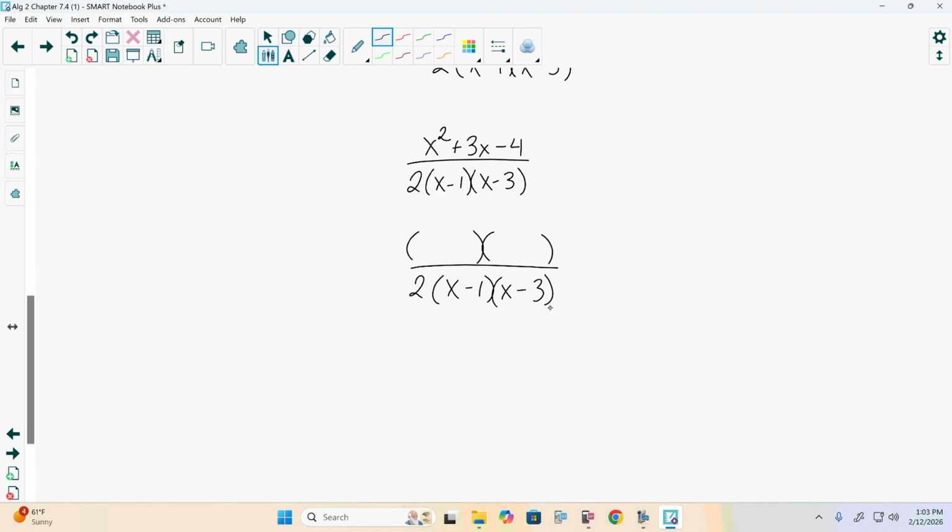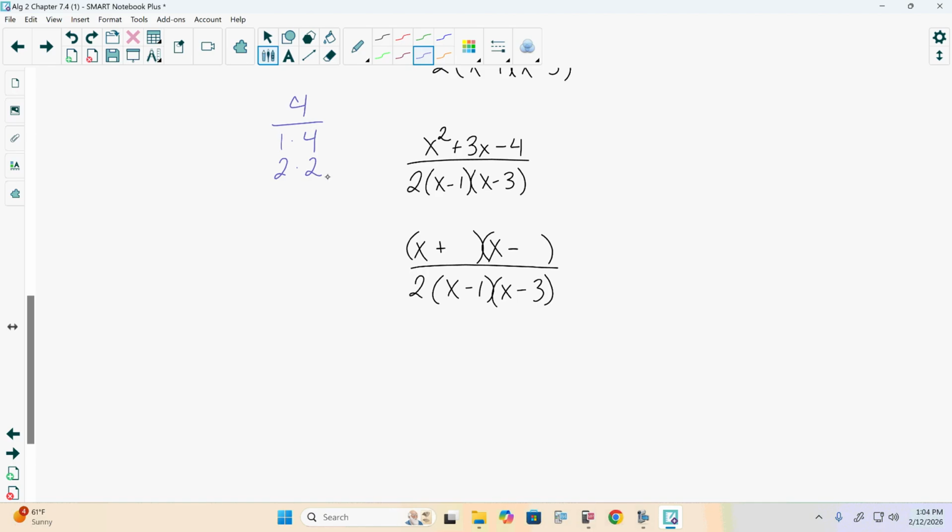Now, there is no greatest common factor between x squared, 3x, and 4. If the third term's positive, the signs are the same and match the sign of the middle term. If the third term's negative, our signs are opposite. Since 4 is negative, the signs are opposite. Factors of x squared are x and x. Factors of 4 are 1 and 4 or 2 and 2.